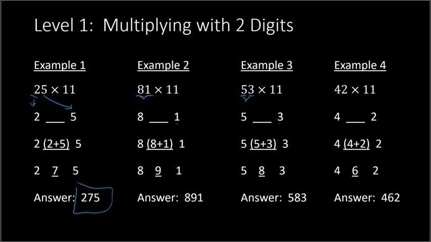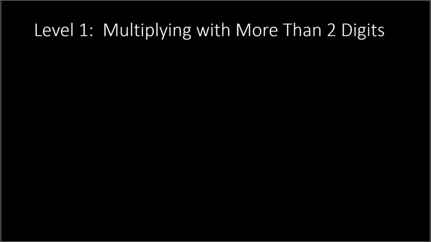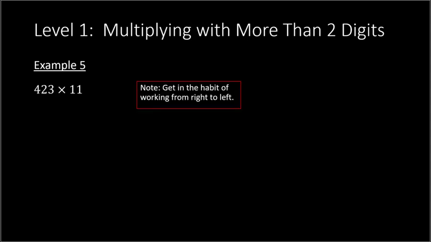Now we're going to increase the difficulty, and we are going to multiply with more than 2 digits. For example, here we have 423 times 11. As we do this, it's going to be helpful to get in the habit of working from right to left, and you'll see why in a little bit. Again, the 4, the first digit, would be the first digit of your answer. The 3, the last digit, would be the last digit of your answer.